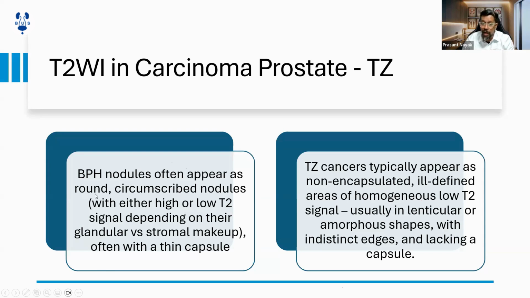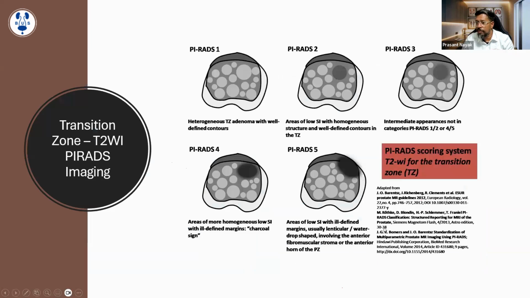BPH would have round circumscribed nodules. So it would be well encapsulated, more roundish and more circumscribed. Whereas a cancer in a transitional zone usually is lenticular, like a lens, or it doesn't have any shape. It is amorphous, the edges are not very distinct, and it lacks a clear capsule. So this is the main difference between how a BPH nodule or a cancer would appear inside the transitional zone.